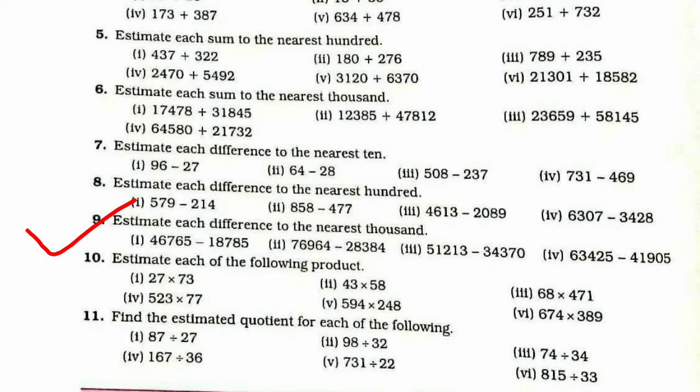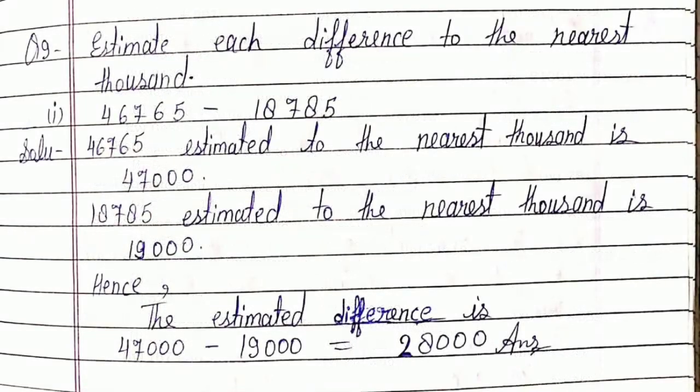Now look at the next question, question number 9. Estimate each difference to the nearest 1000. Here the first part is given. Let us see how we will solve this. Same as the previous part, in this question also we will do the same. First part, 46,765 minus 18,785.